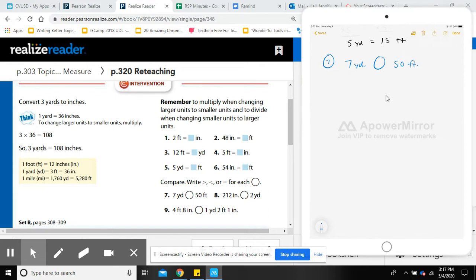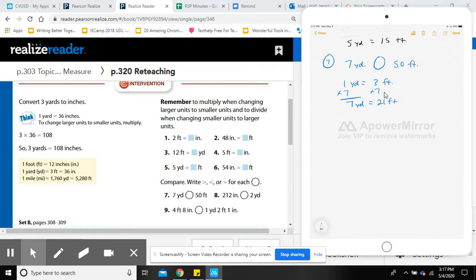Okay. Well, I know that 1 yard is equal to 3 feet. We just did that actually, right? So if I multiply this by 7, I get to 7 yards. What I do to this side of the equal sign, I have to do to this side. So I'm going to multiply this by 7 to get 21 feet.